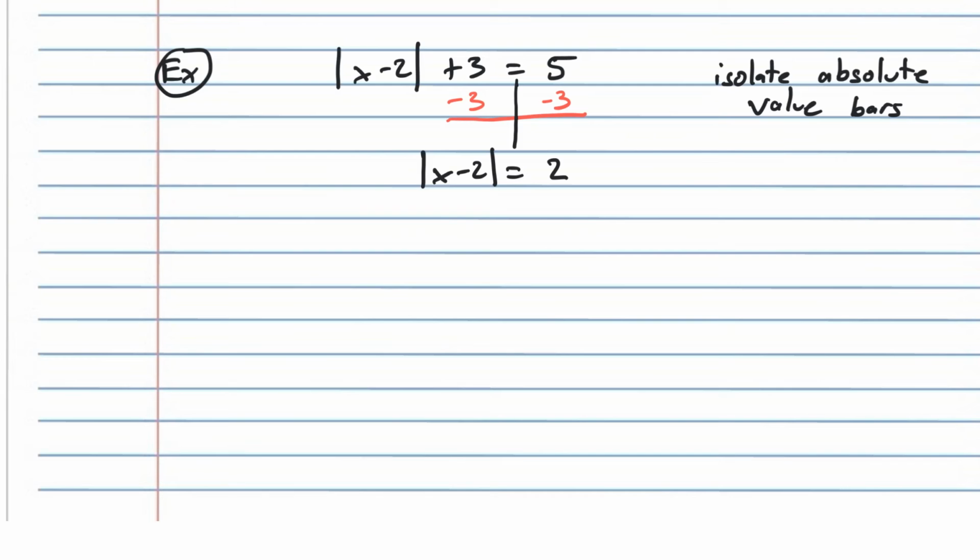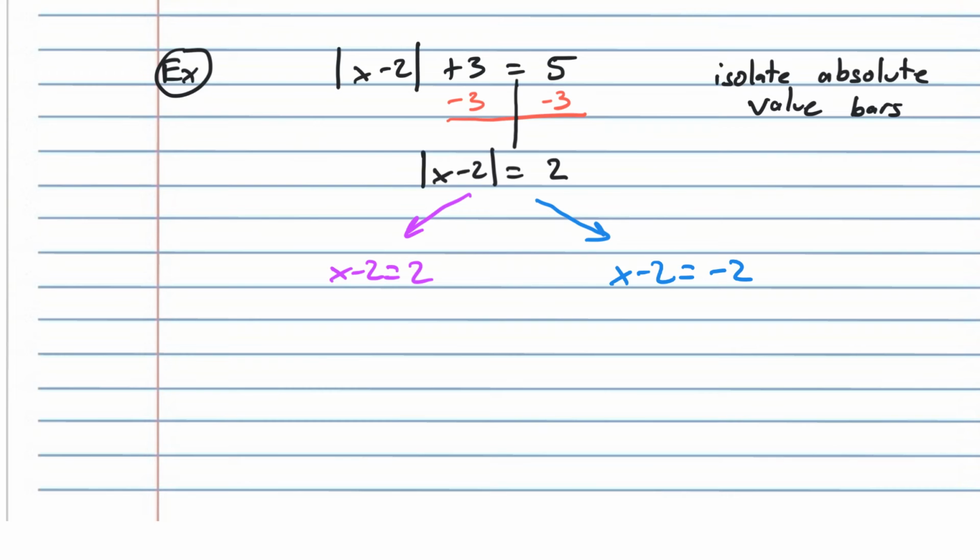All right, now that the bars are by themselves, now we can split the equation up into the two cases. So again, positive case, don't change a thing. X minus 2 equals 2. Negative case, just change that right-hand side to be negative. Sorry, not absolute value. Let me erase that real quick. So we have x minus 2. Now we're changing that to a negative 2. Again, that's the only difference between these two. Positive case, negative case.